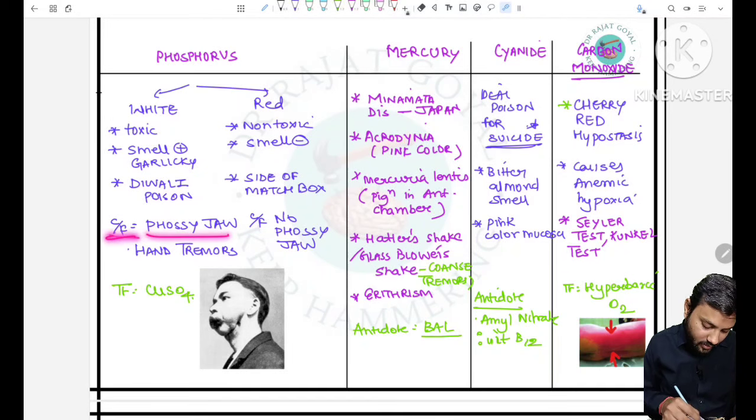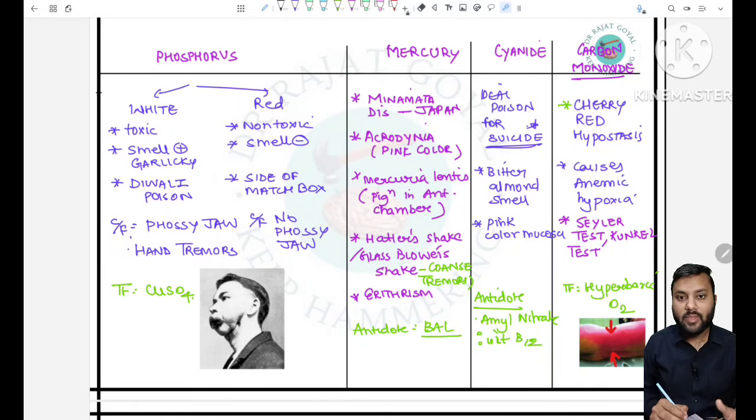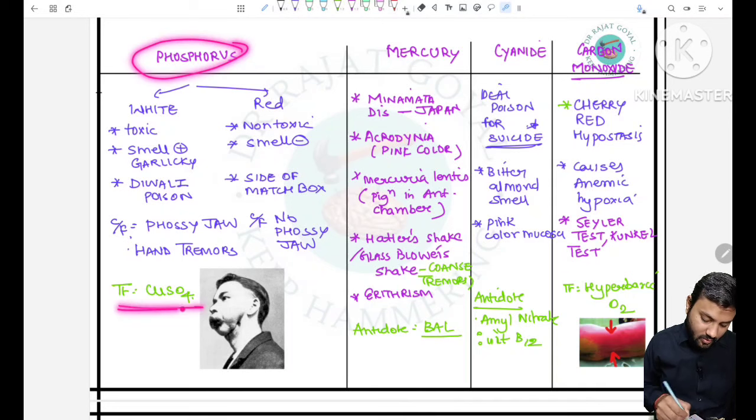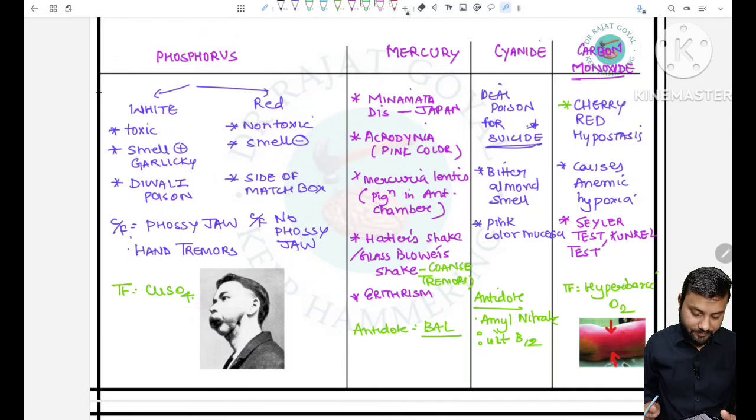The clinical feature for white phosphorus is the phossy jaw, and hand tremors will be there. But in the case of red phosphorus, there is no phossy jaw. In the treatment for phosphorus poisoning, we use copper sulfate.